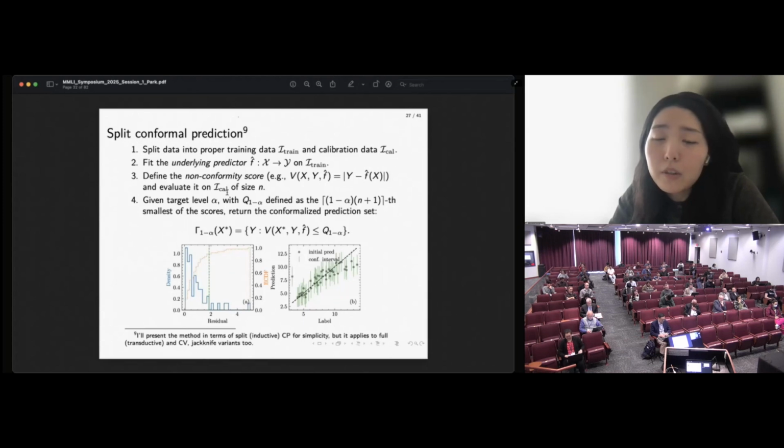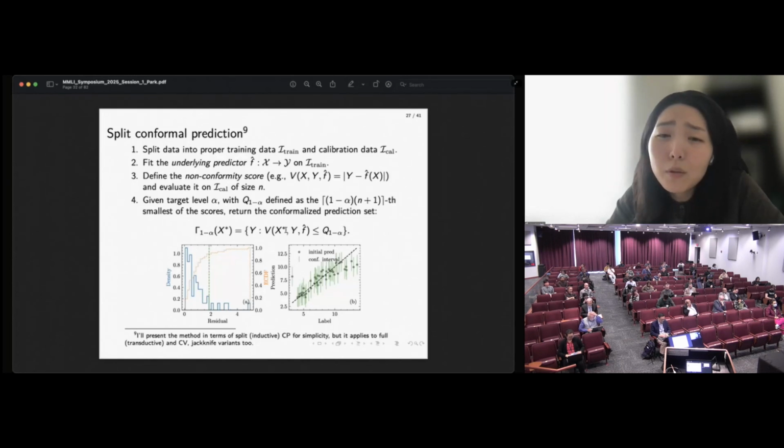And if the calibration set has n data points, then you get out a distribution of n scores, which I plot on the left in blue. Then given the target miscoverage rate of 0.1, you compute the 0.9 quantile Q of the scores. And then this is the one marked in green. And we see that the quantile value is around 2. Then the conformalized prediction set gamma is defined as the set of Y for which the nonconformity score is less than or equal to Q.